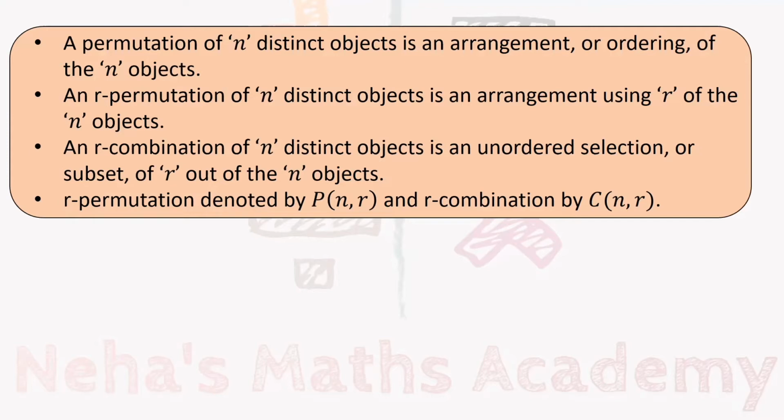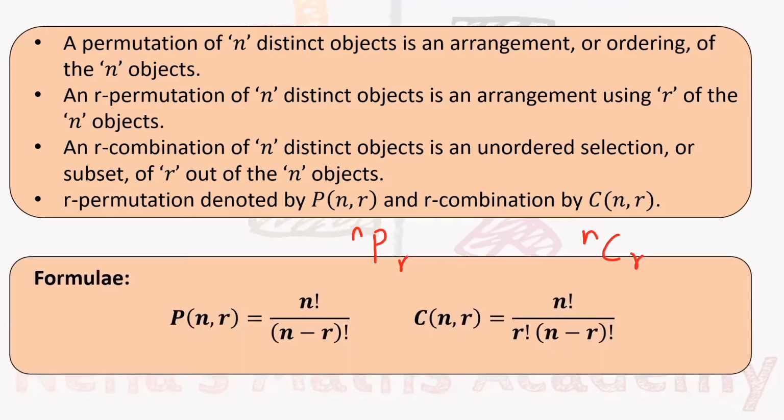That is R combination. And R permutation is denoted by P n R, and R combination is denoted by C n R, which is also denoted as nPr and nCr. And it is defined as nPr is equal to n factorial upon n minus R factorial, and nCr is equal to n factorial upon R factorial into n minus R factorial. Now let's see some examples.